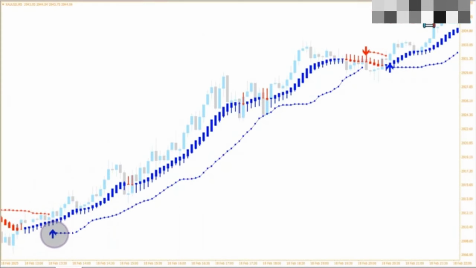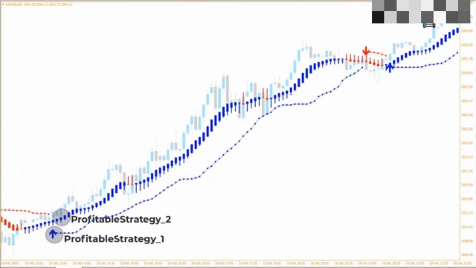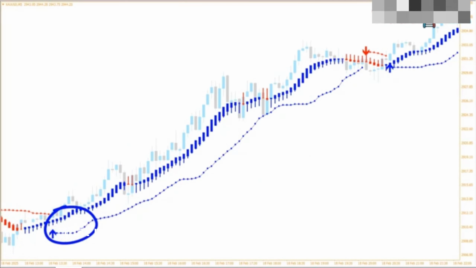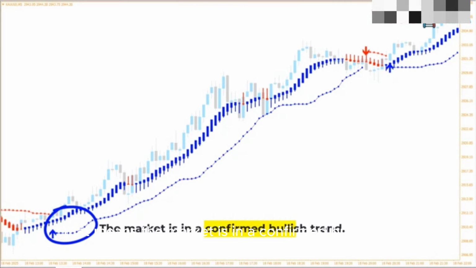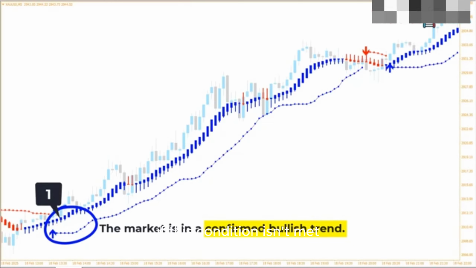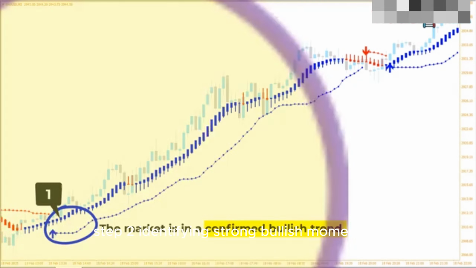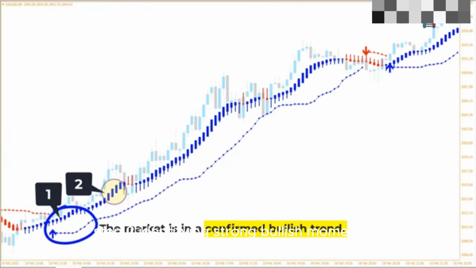Look at indicator profitable strategy 1 and indicator profitable strategy 2. If both are blue, that means the market is in a confirmed bullish trend. This is your first trading rule. If this condition isn't met, we don't move forward. Simple as that.